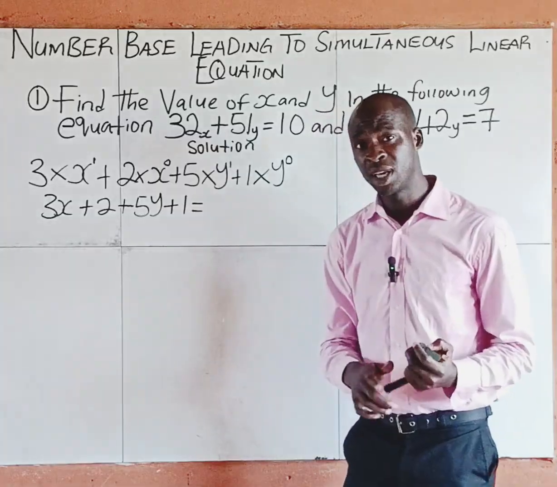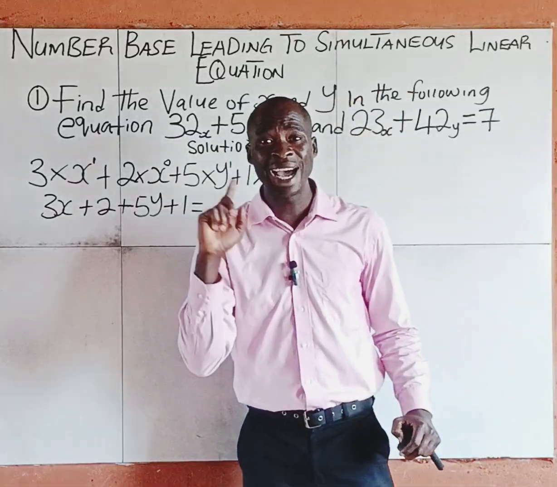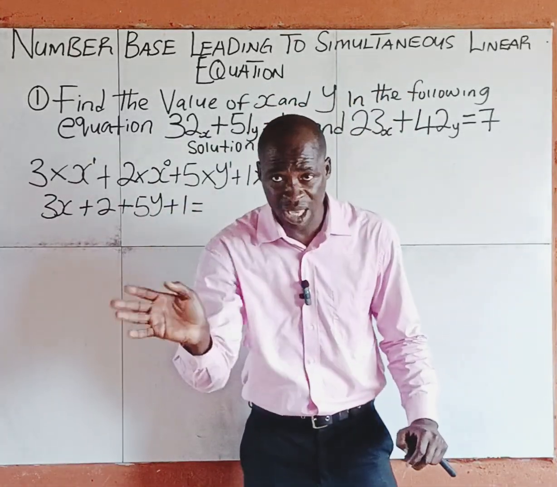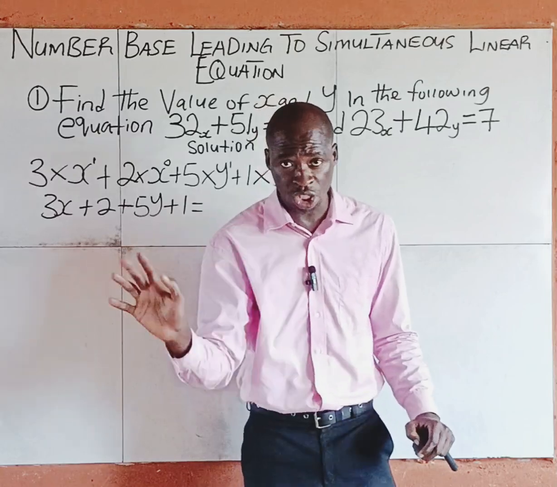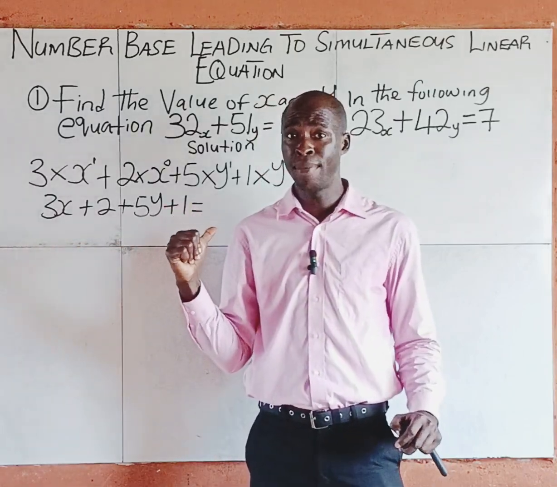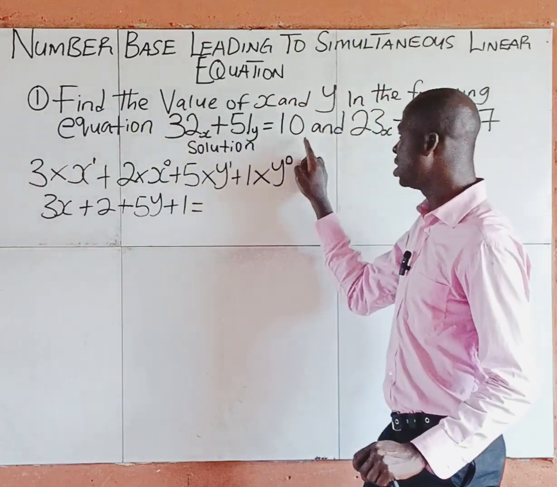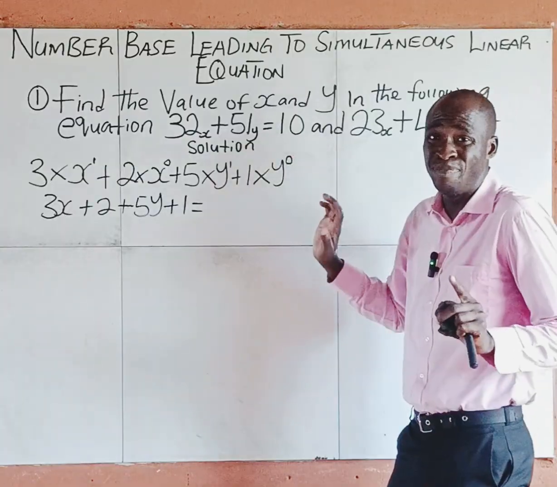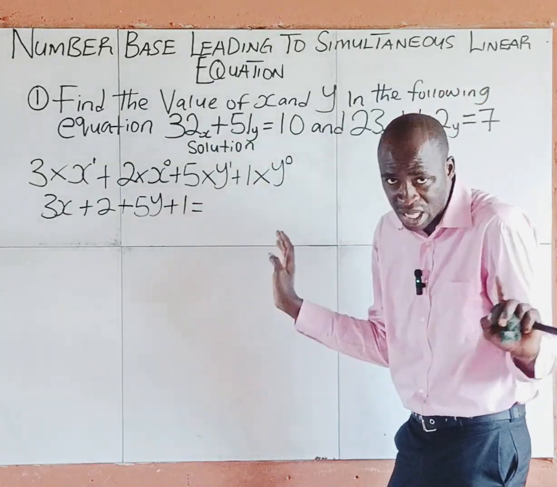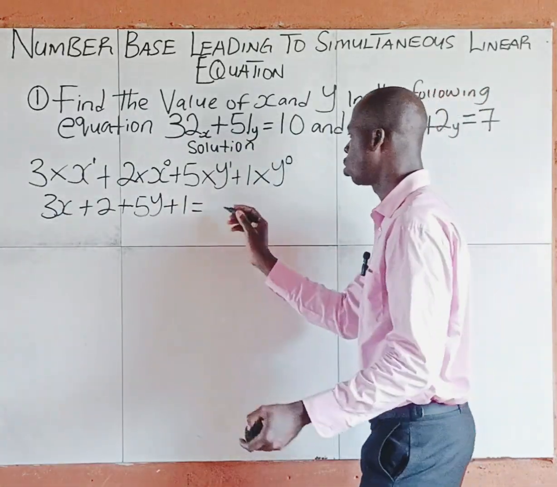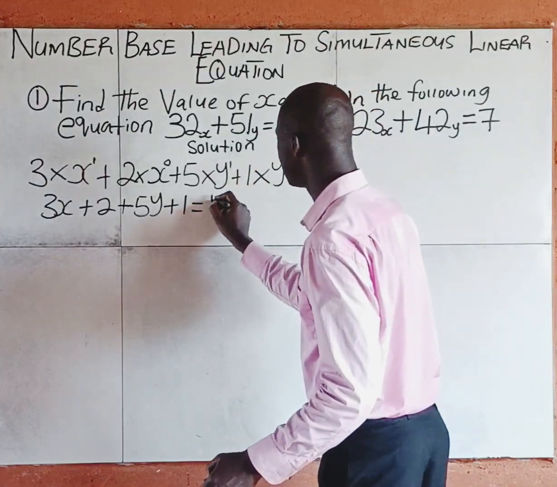For the purpose of this topic, any number that has no base is already in base 10. And when the number is in base 10, you don't touch it in number base involving equation. You can see they have already solved this one for you. Anyone that has no base is already in base 10. You are not to touch it. So we move. So right here, we'll come here and write this thing.